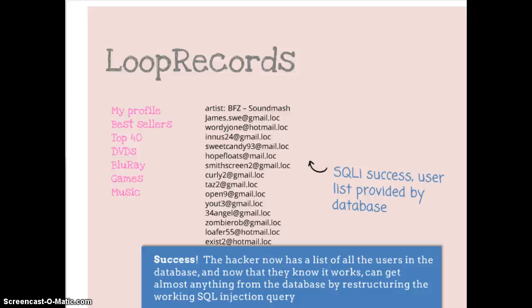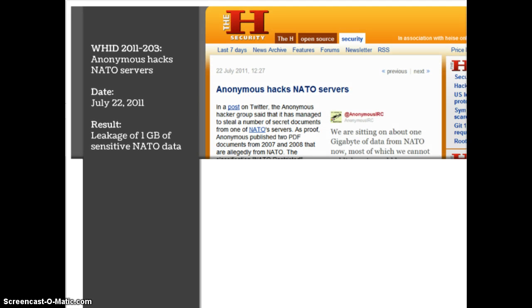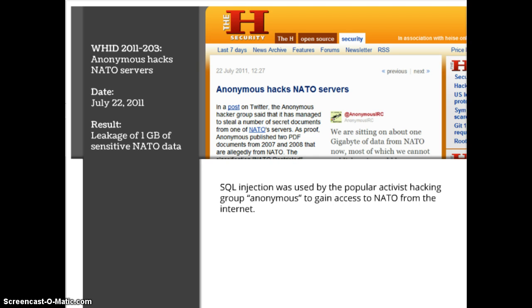Remember, this all happened because one of the developers wasn't properly sanitizing or validating the URL parameter for album ID. In 2011, a simple SQL injection attack was used by the popular activist hacking group Anonymous to gain access to over 1 gigabyte of NATO data.